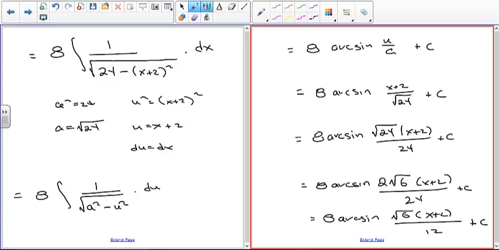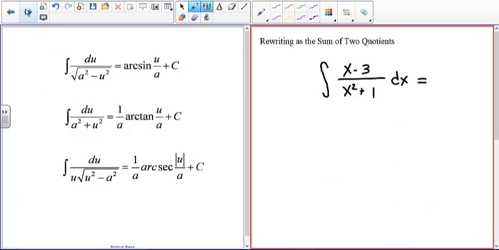So like I said, we'll practice doing both. For example, with the arctangent, they're all positive, so that's easy. If you're involving the arc sine, you're always going to have a negative sign here. Okay, rewriting as the sum of two quotients, that's the next technique.